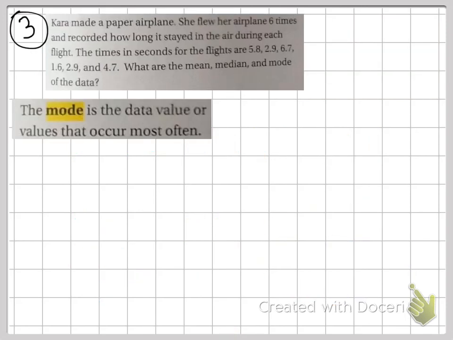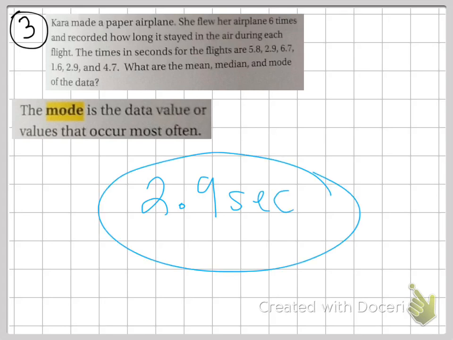And lastly, we're looking at mode, and mode is the data that occurs most often. So you're looking at repeated values, and in this case we have 2.9s, and no other values are being repeated, so therefore 2.9 seconds is our mode.